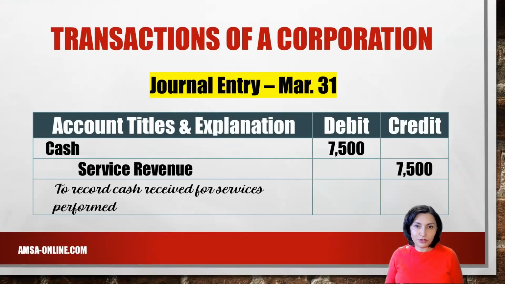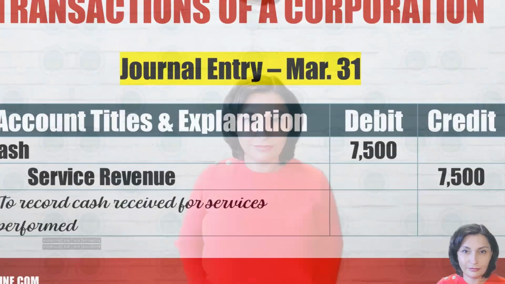On March 31st, the company received $7,500 of fees in cash. This transaction is recorded as a debit or increase in cash for $7,500 and a credit or increase in the service revenue account for the same amount.